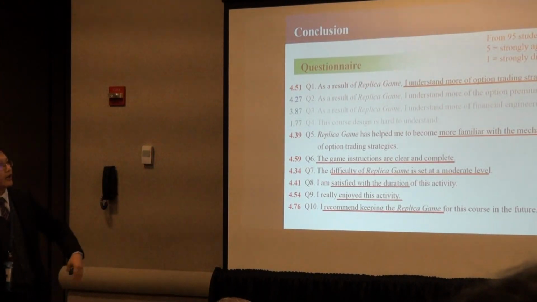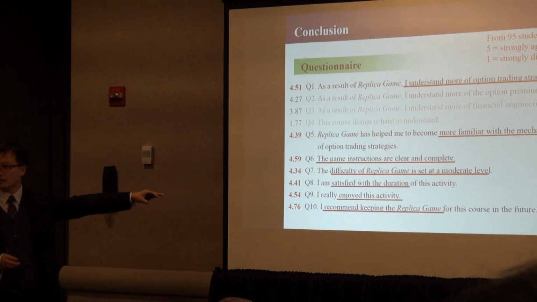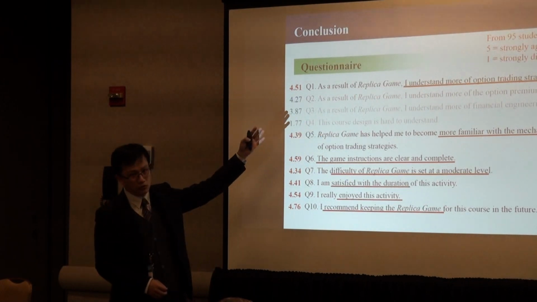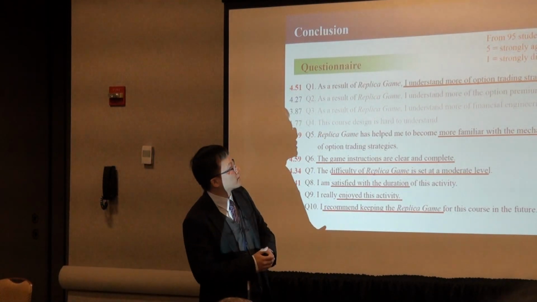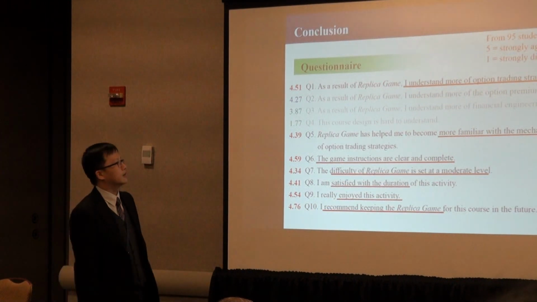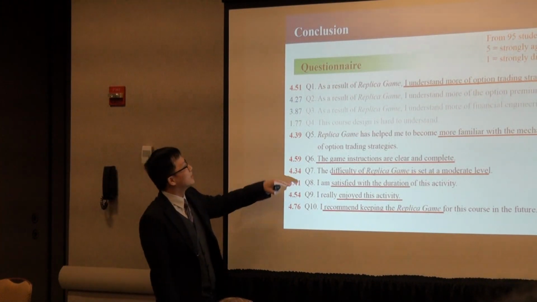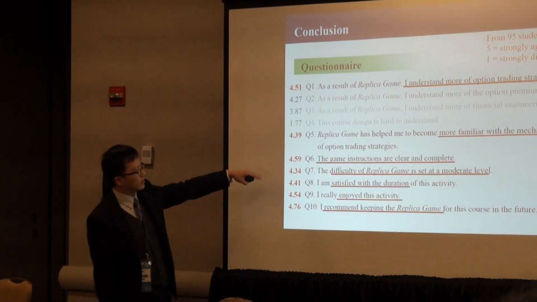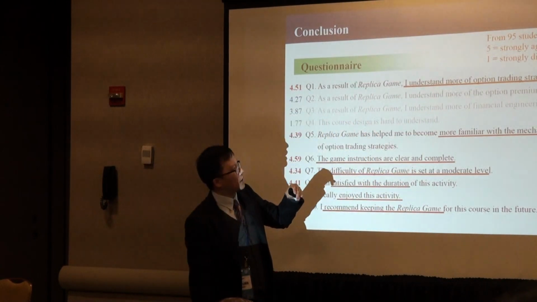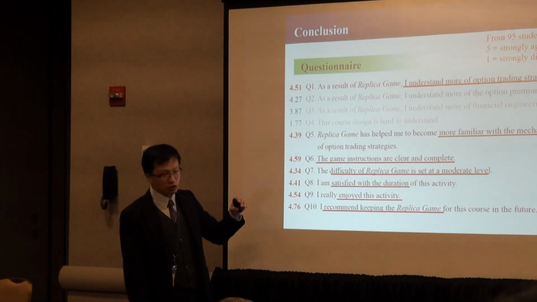And those are the 10 questions I asked students in my questionnaire. This also refers to a paper in an educational journal. So 5 points means strongly agree, 1 point strongly disagree. The sample size is 95 students in both semesters. That is the valid survey. The average scores are shown on the left-hand side. As you can see, they feel that they understand more of the option trading strategy, and they are more familiar with the mechanism of option trading strategy.